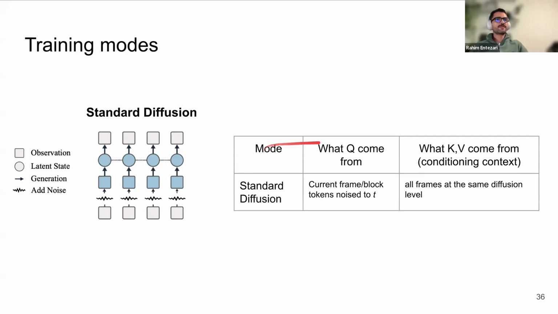So remember the QKV from the transformer model. In standard diffusion, we are at Q, the current frame, and then tokens are noised, and we want to denoise it. When we want to do the attention between Q and KV, we say that all the frames at the same diffusion levels are needed to denoise. In standard diffusion, we have access to the previous and then the next frames, right? This is standard diffusion.